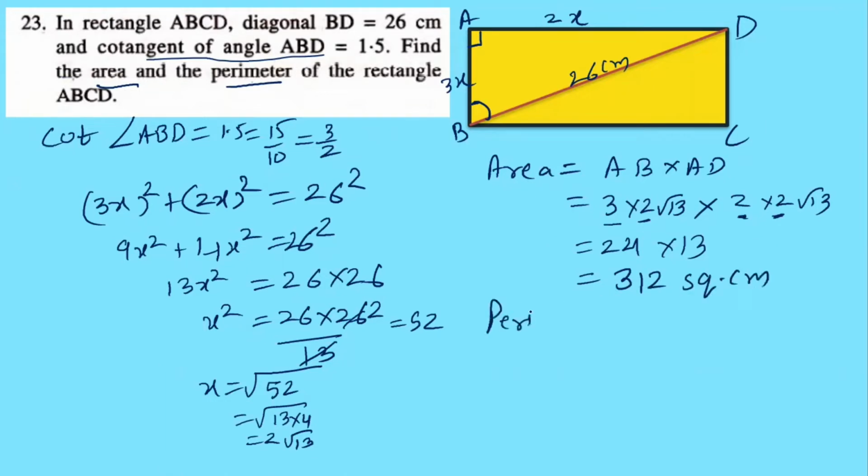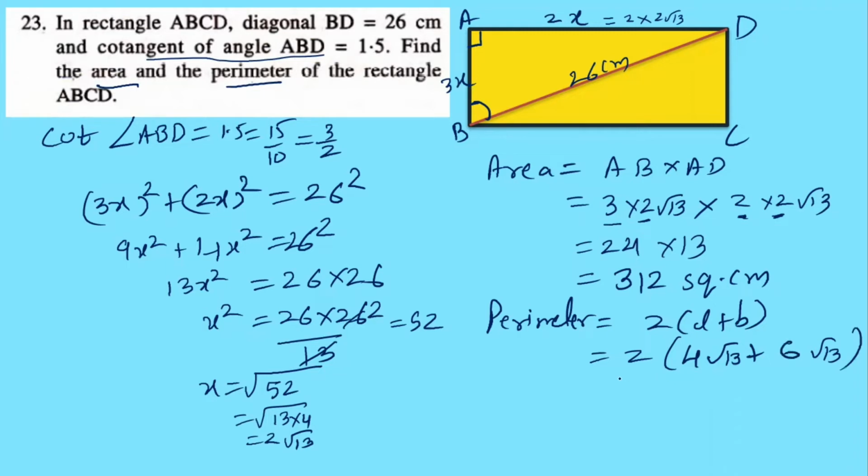Now let us find the perimeter. So perimeter of a rectangle is equal to twice length plus breadth. So length is 2 2s are 4, so it is 4 root 13, plus the width, which is 3 times 2 root 13, that is 6 root 13. So it is 2 times 4 root 13 plus 6 root 13, which is 10 root 13. 2 times 10 root 13 is 20 root 13 centimeter, the perimeter of the given rectangle.